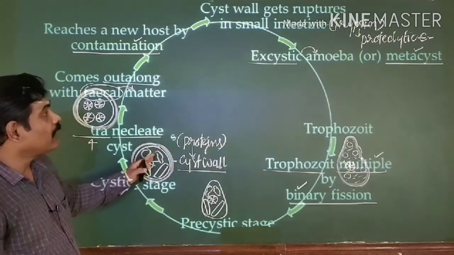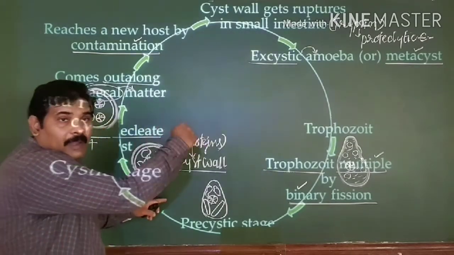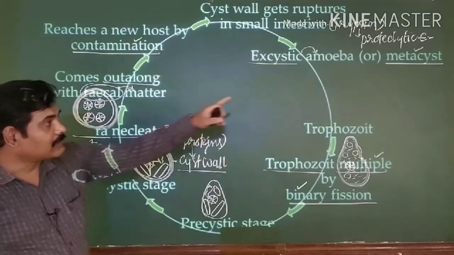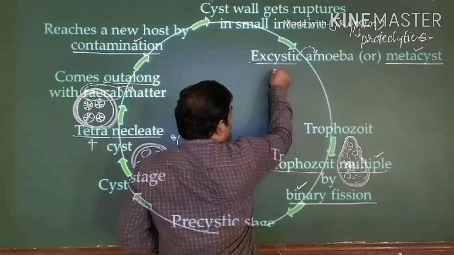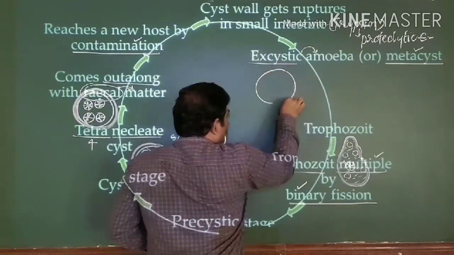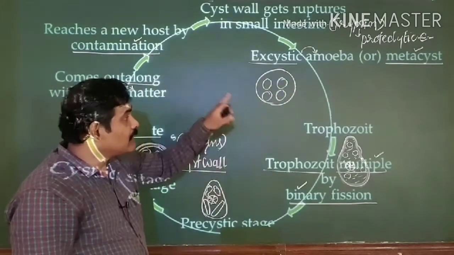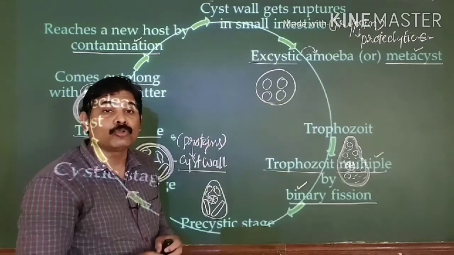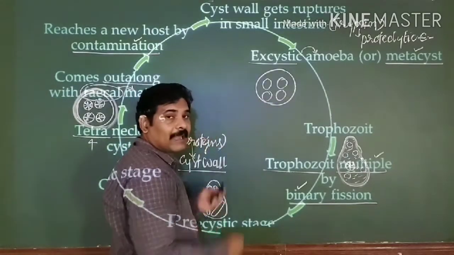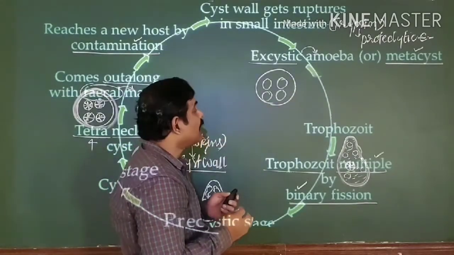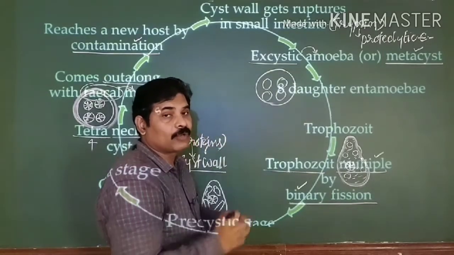Right. Now what happened here? Because of dissolving the cyst wall, this tetranucleate cyst or excystic amoeba comes out of the cyst wall, or else the metacyst comes out of the cyst wall. This is the one which comes out and it remains like this. Now what happens here? Within this metacyst, one more nuclear division takes place. As a result, whatever is present in the 4 nuclei form will develop into the 8 nuclei form.